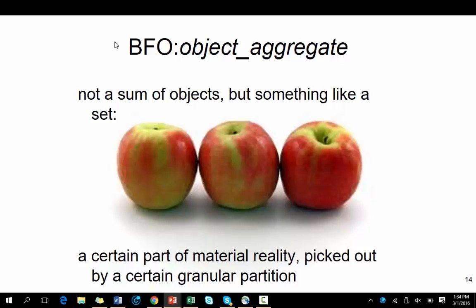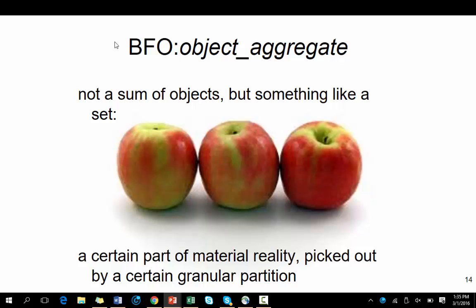So object aggregates are like sets of objects. They are unitary entities, like a set, with parts which are like the members of the set. And what that means is that an object aggregate doesn't contain any other parts other than just the objects which form the object aggregate. So if John has a handkerchief in his pocket, that is not a part of the object aggregate, which is the Beatles.